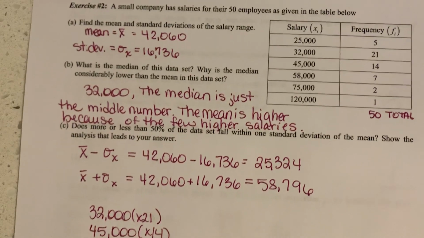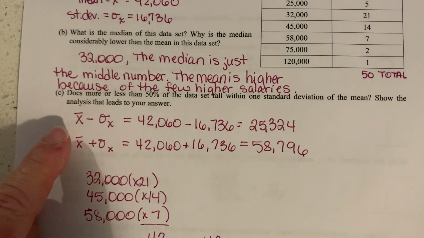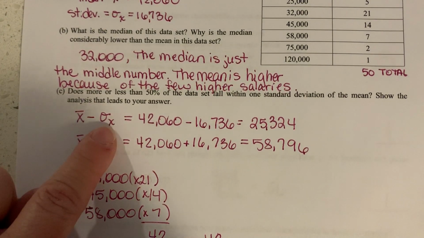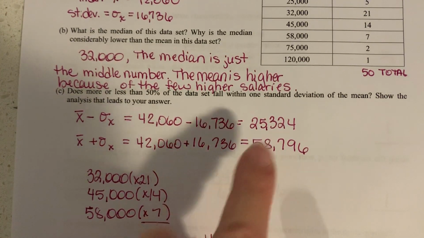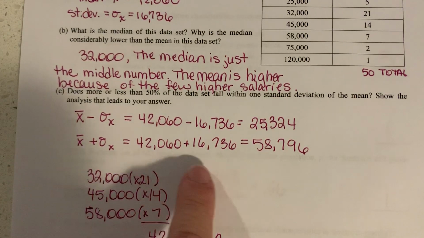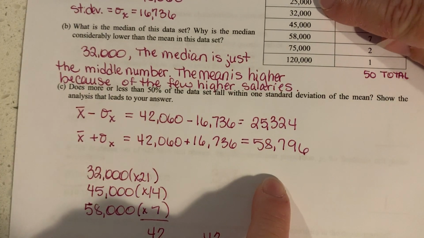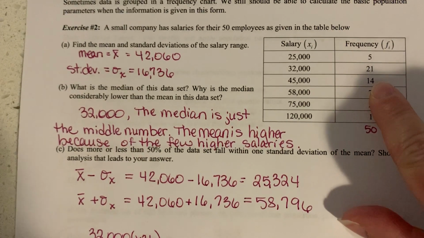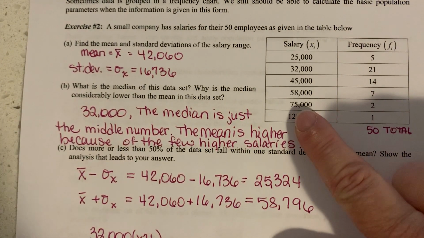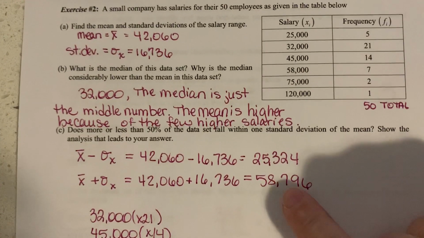So part C, does more or less than 50% of the data fall within the 1 standard deviation of the mean? Show how your analysis led to your answer. So we did the mean minus 1 standard deviation and got 25,324. And we did the mean plus 1 standard deviation and got 58,796. Well, 25,000 isn't in there, but 32,000 is in there 21 times. 45,000 is in there 14 times. 58,000 is in there 7 times. And 75 takes us above this number.